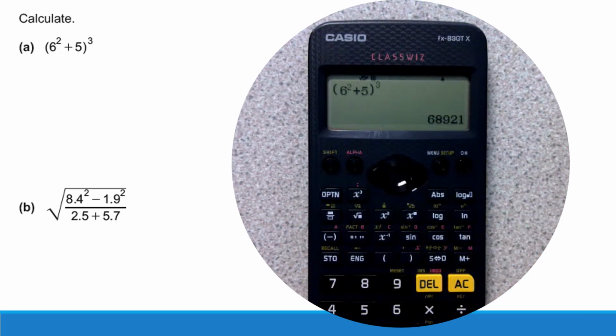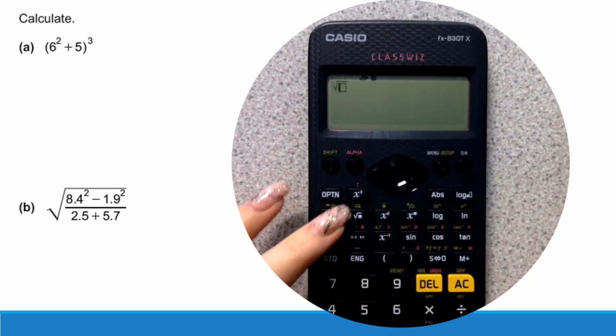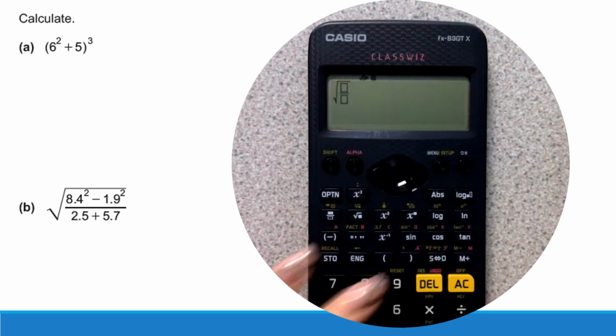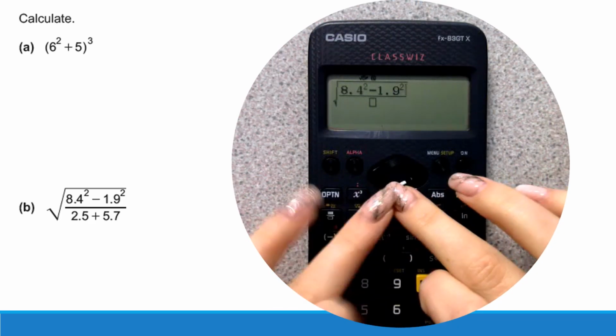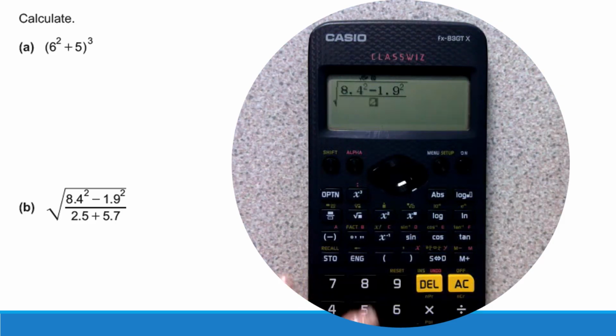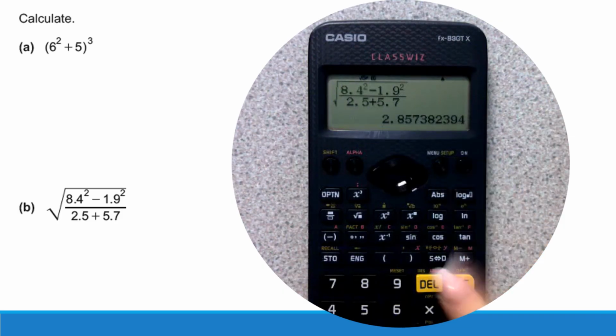When you see questions like this, which are quite popular, where you've got a fraction and a square root, you want to click your square root first and then open up your fraction and then type your value. So 8.4 squared minus 1.9 squared. Use your arrows to get onto your denominator. 2.5 add 5.7. And then again, if it comes up as a fraction on your answer, you want to press your SD button in order to get that as a decimal if the question asks you to round.